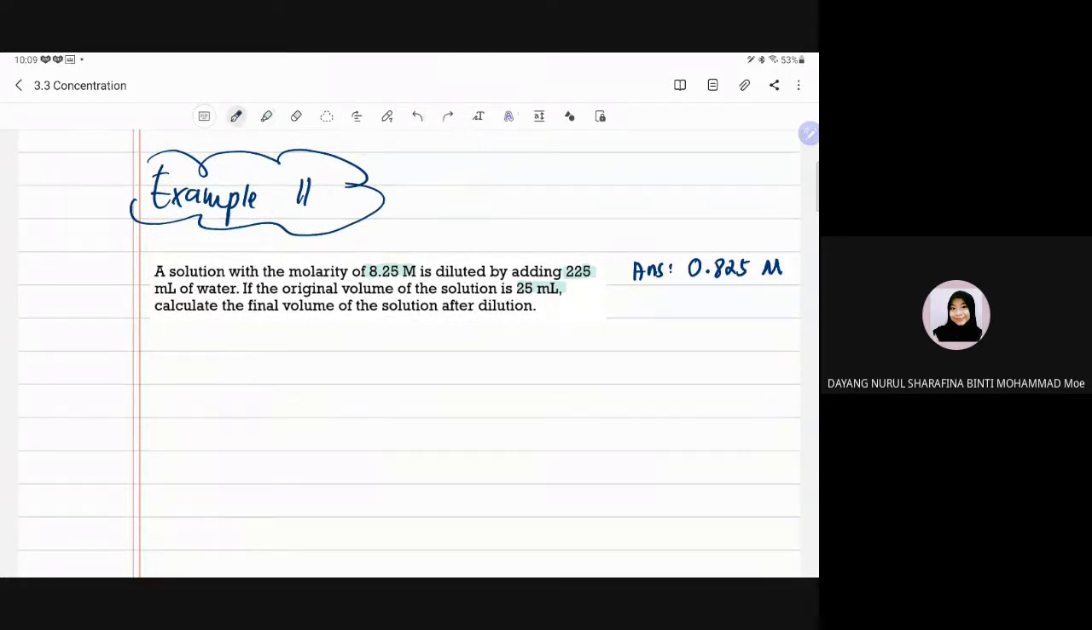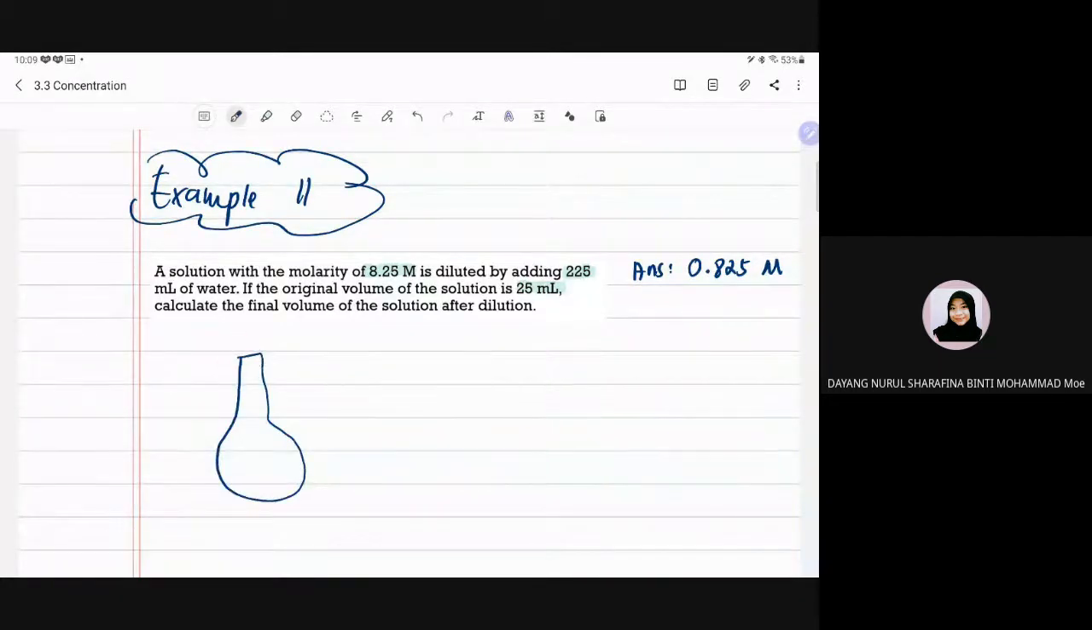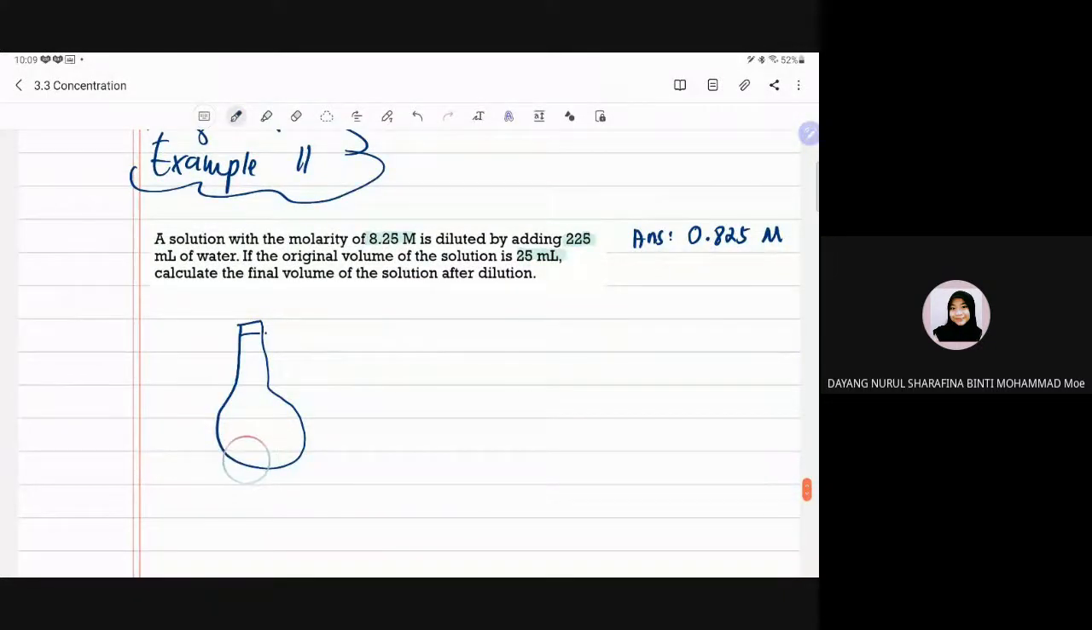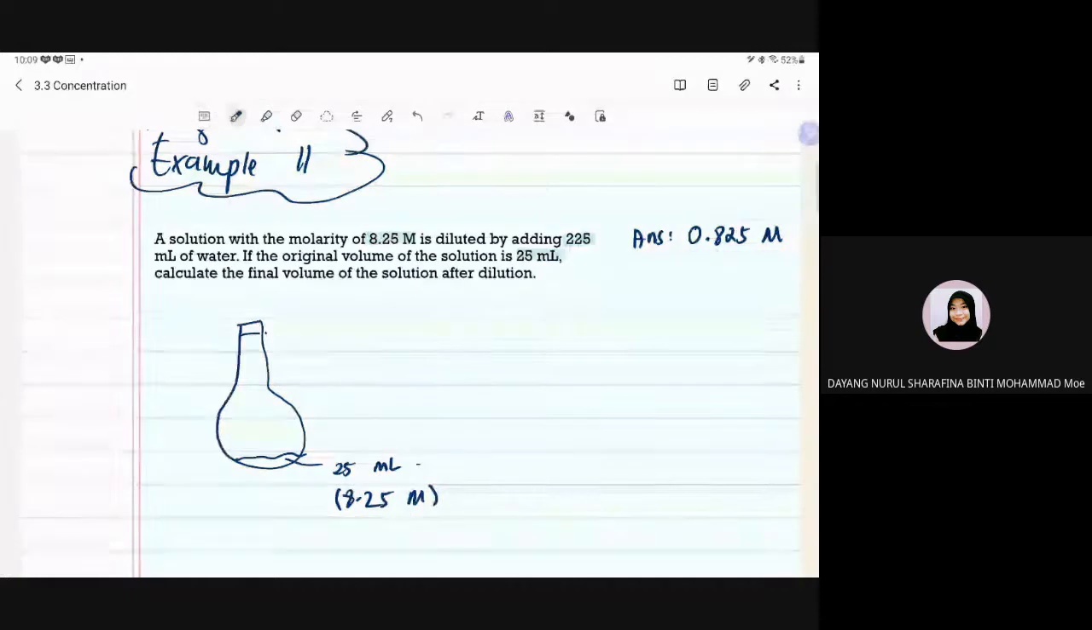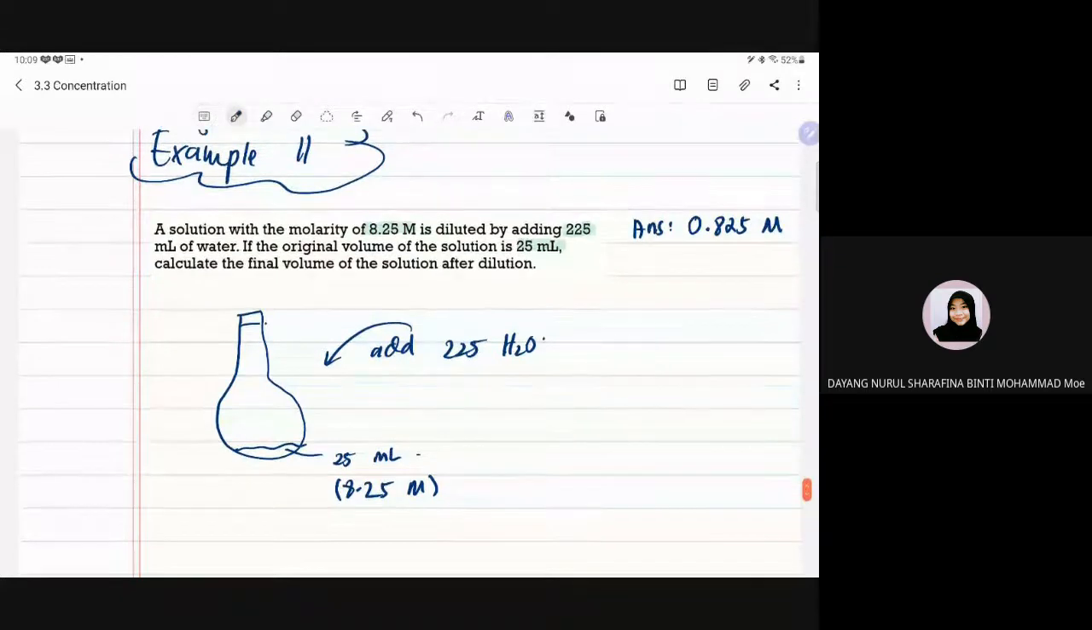Let me just draw the situation. It tells you this is a volumetric flask. They take 25 ml, so this is 25 ml, of an 8.25 molar solution. What do they do? They add 225 ml of H2O. Alright, so now they want to find the final molarity.